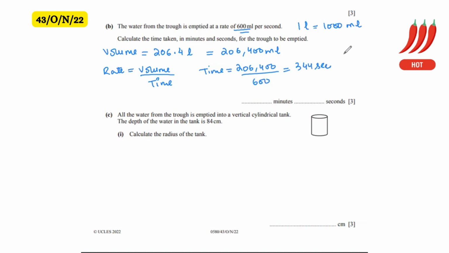They want the time in minutes and seconds, so we divide 344 by 60. That's 5.73 recurring. So that's 5 minutes. And 0.73 recurring gets multiplied by 60, which is 44 seconds. So 5 minutes and 44 seconds is our answer.